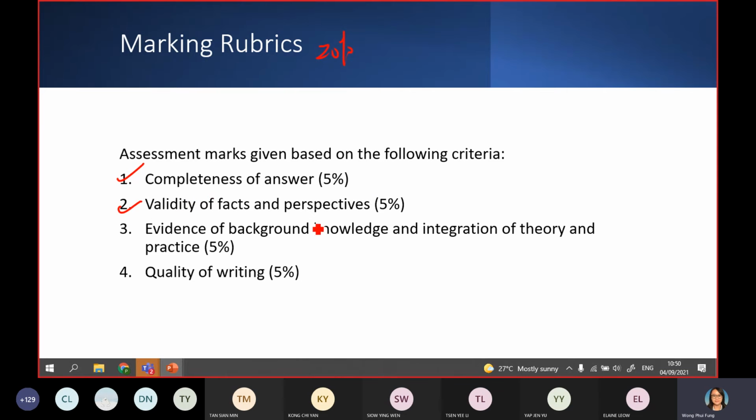Second part is validity of the fact and perspective, meaning to say that your answer should be supported by relevant example and you should have more detailed elaboration to justify your point. That will be 5 marks.